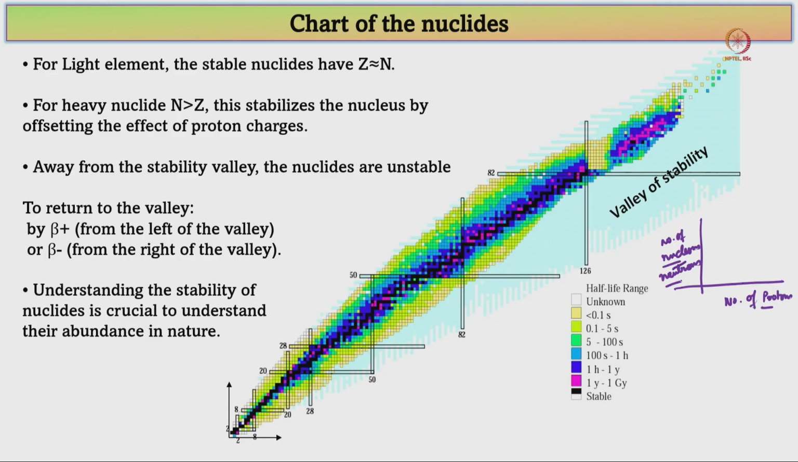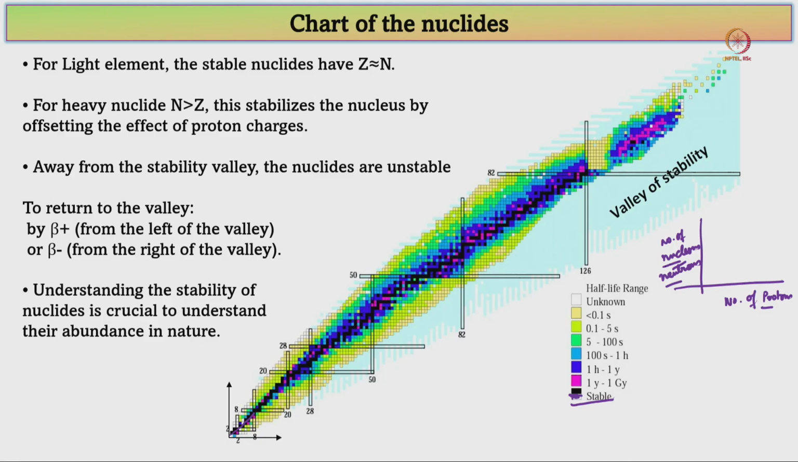For lighter elements, the stable nuclides will always have this. So, you see the color, what the color implies. This is the most stable, the black and white. The black and the white ones are the most stable. So, mostly the black ones. Basically the black ones are the most stable configurations.